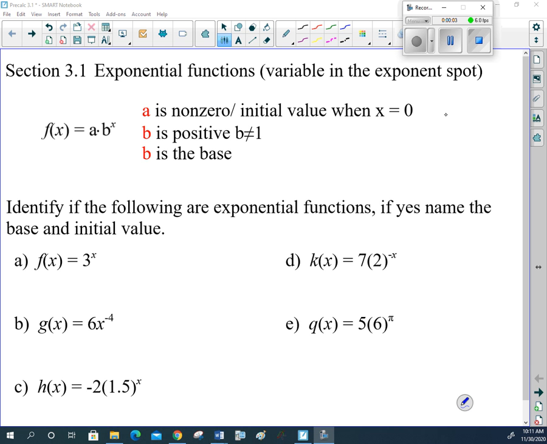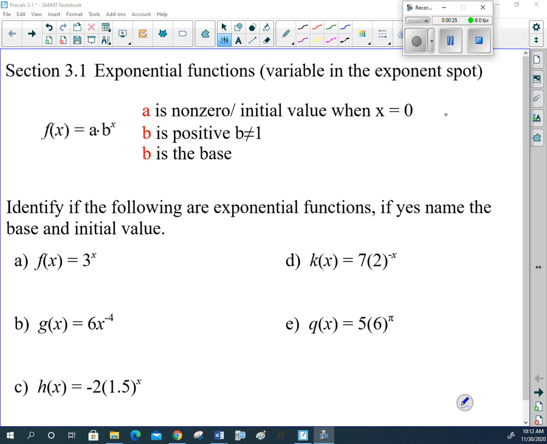Okay, in this section we are going to be studying exponential functions. What makes something an exponential function is when the variable is in the exponent spot. So down below here we can see that f of x equals a times b to the x power. The power is a variable, so that's our setup for an exponential function.